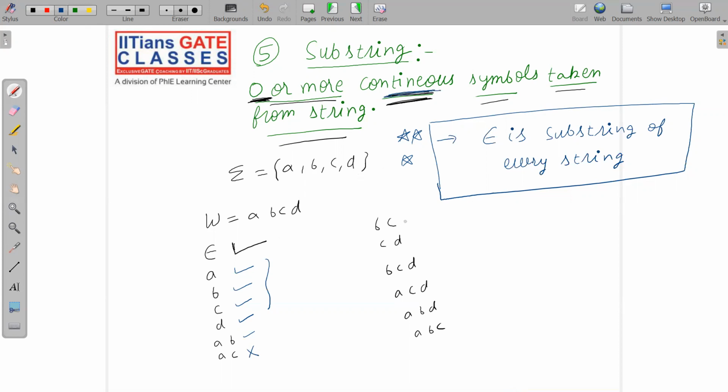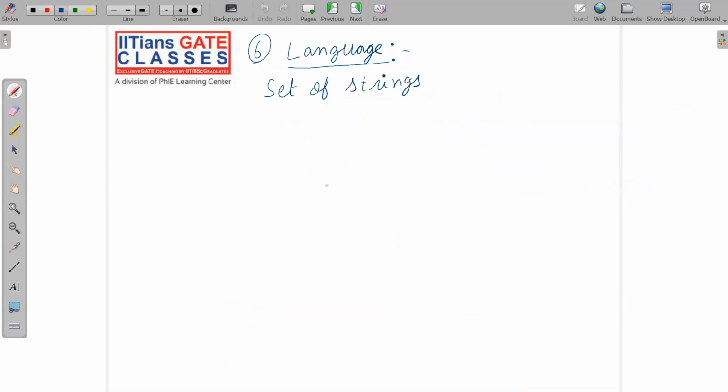BC is a substring or not? Yes, BC is a substring, because we are taking continuous symbols. CD is also a substring. BCD is again a substring. ACD is not a substring because we have not taken continuous symbols. ABD is not a substring because it is not continuous. ABC is a substring. Okay, I hope I have cleared this point. Now let's move to the next slide.